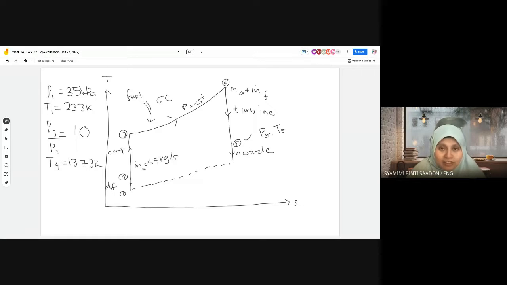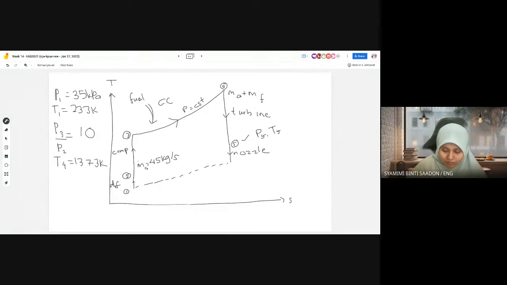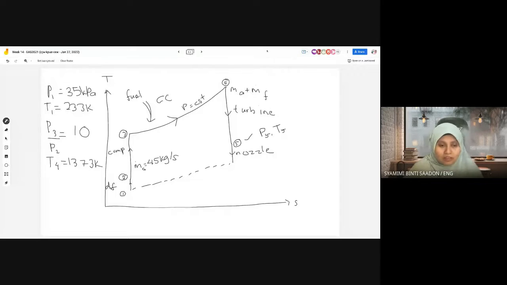Okay, now we can start the questions. The temperature and pressure of the gas at the turbine inlet and outlet. So T5, P5. Okay, so we have P1, T1. So next our task is to calculate P2, T2, the pressure and temperature at point 2.